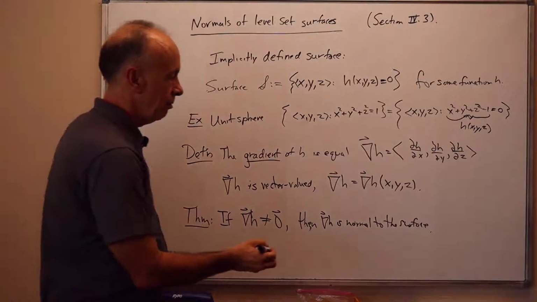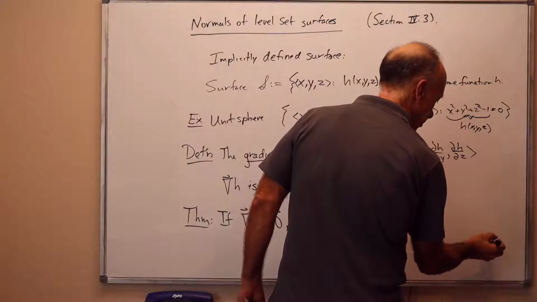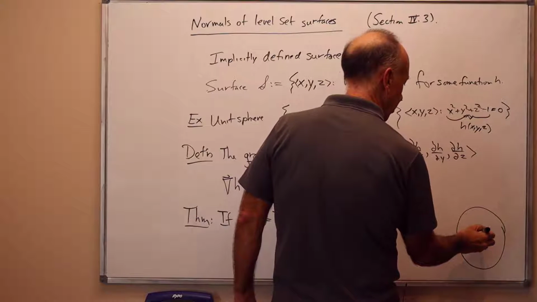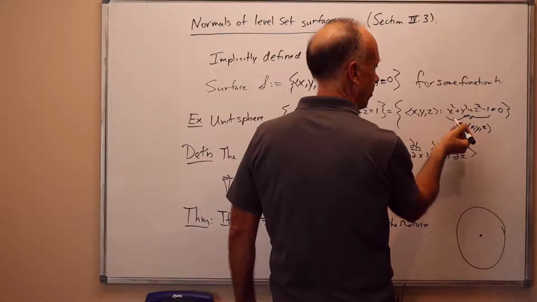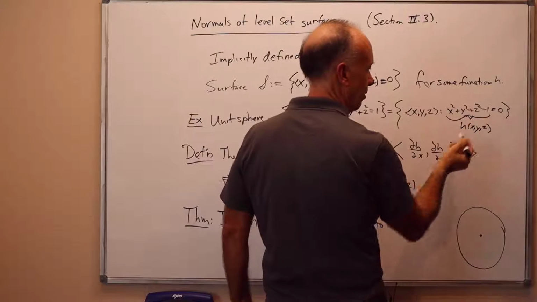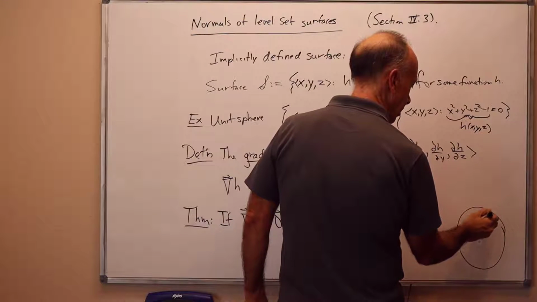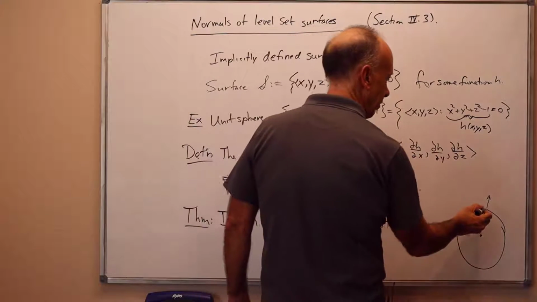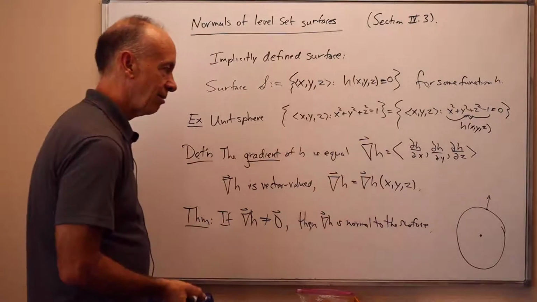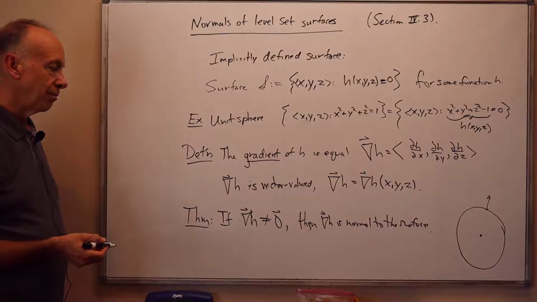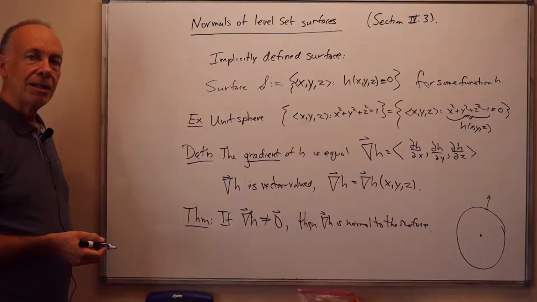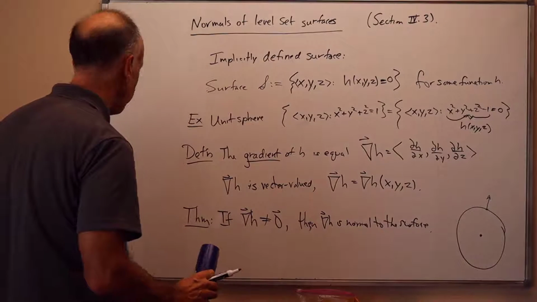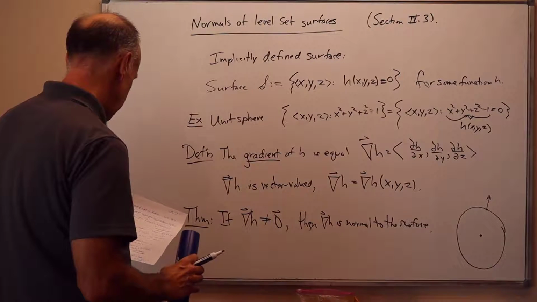For the sphere example, you might just think about the gradient, just to draw a circular version of the sphere. h of x, y, z is the distance squared from the origin minus 1. So you can see that the gradient gives you the direction of the maximum change of the function, and that'll be perpendicular to the surface, in this case going away from the origin. So it's the same kind of thing that made Lagrange multipliers work, for instance, in multivariable calculus. So let's do an example.